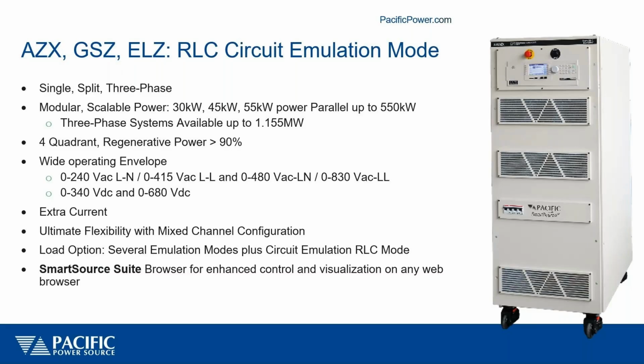Wide operating environment for voltage and frequency, so you can program up to 480 volts line to neutral or 830 volts line to line, so you can handle 600 volt grids as well as 480 volts and 400. And for DC applications, it has three outputs up to 680 volts DC each. So it allows you to do both AC and or DC type testing.